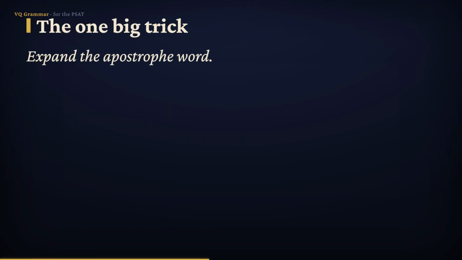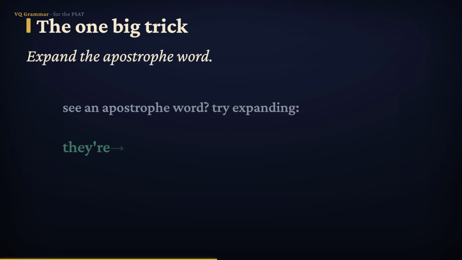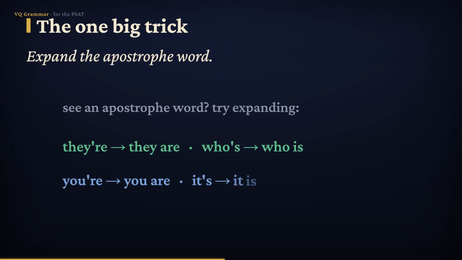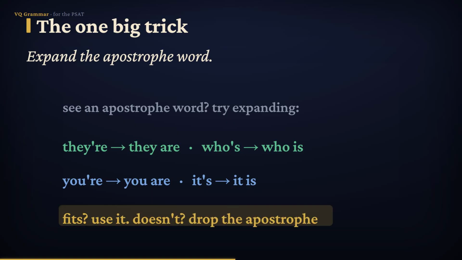Here's the one big trick that handles most of these. Whenever you see an apostrophe word, try expanding it into two words. They're becomes they are. Who's becomes who is. You're becomes you are. It's becomes it is. Read the sentence with the long version. If it makes sense, the apostrophe word is right. If it sounds wrong, you need the possessive instead. Their, whose, your, with no apostrophe.